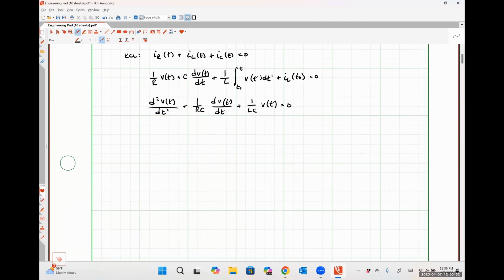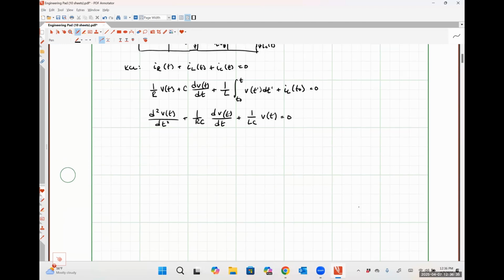So if we look at a parallel RLC circuit, we defined alpha, our Neper coefficient, to be 1 over twice RC. And similarly, we defined omega naught to be the square root of 1 over LC, right? Well, what are the relations of those two constants to the coefficients of our differential equation here?